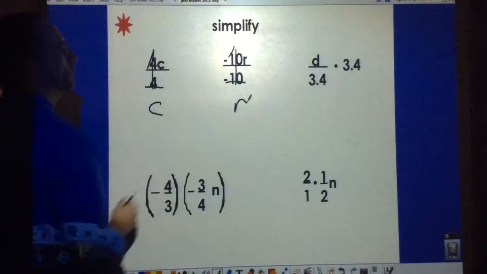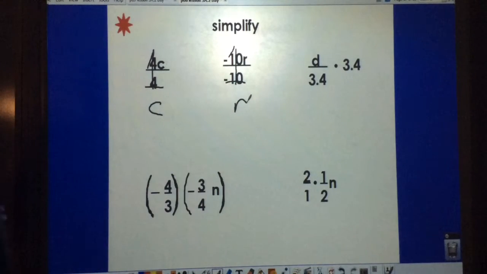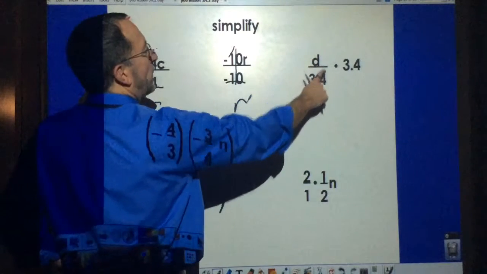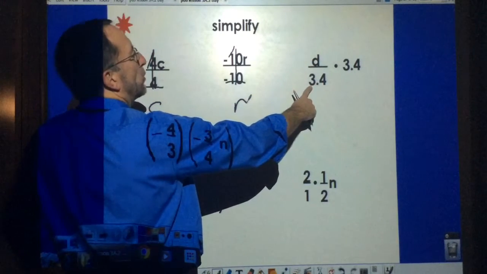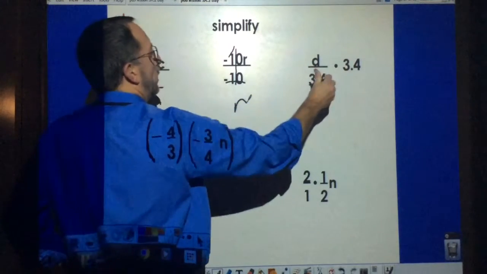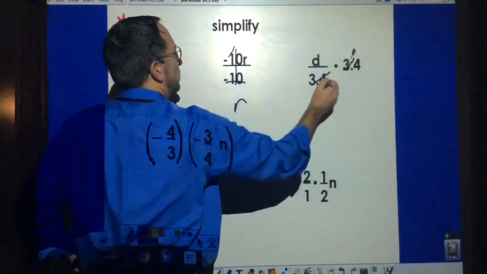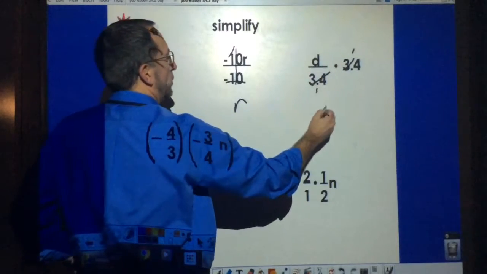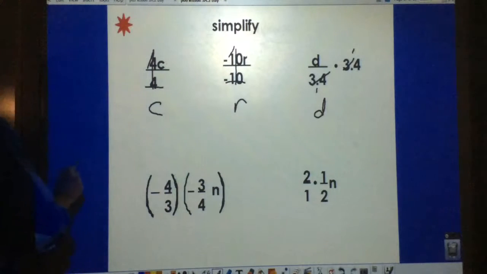Here we have the variable D being divided by 3.4. So if we multiply by 3.4, these cancel out to be 1s, and D times 1 is just D. So here we use the idea of inverse operations.